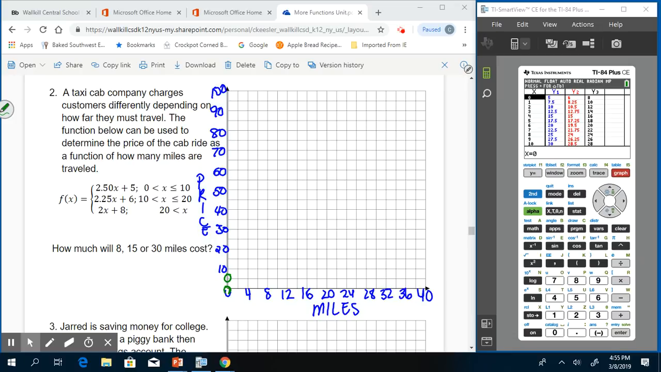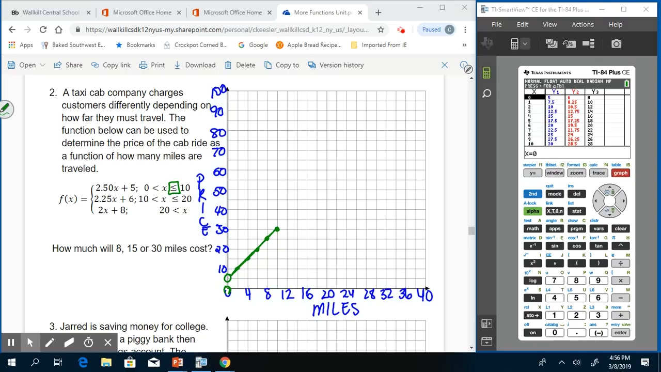And then 1 is at 7.5. 2 is at 10. So I'm going to do every other. 4 is at 15. 6 is at 20. 8 is at 25. And 10 is where this one ends. So 10 would be at 30 with a closed circle because this has less than or equal to. We draw our first line. So that's the price for anything between 0 and 10 miles.